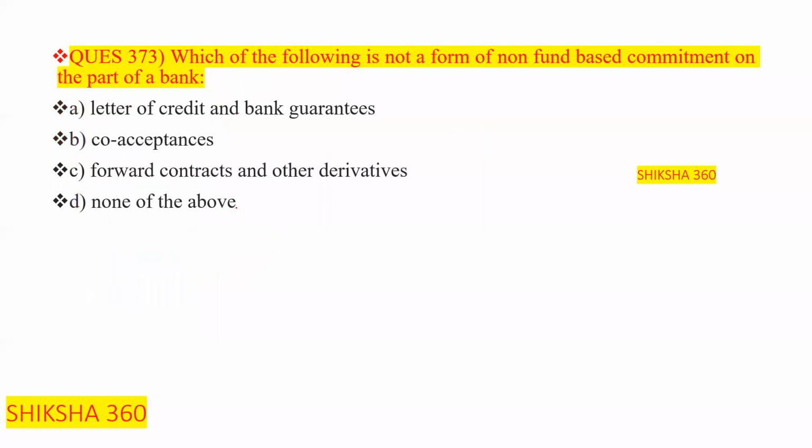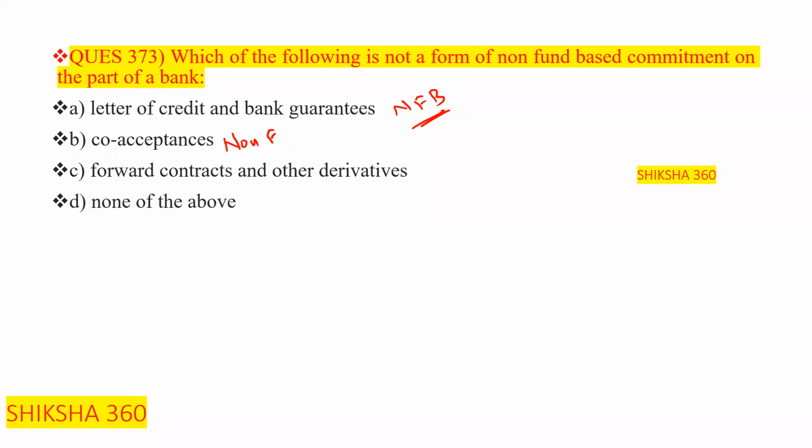Now move to the next question, 373. Very, very easy question. Which of the following is not a form of non-fund based commitment on the part of the bank? That is basically non-fund based. Letter of credit and bank guarantee, is this fund based or non-fund based? This is basically non-fund based. Second one, co-acceptances. This is also non-fund based.